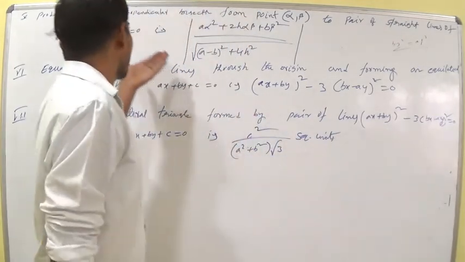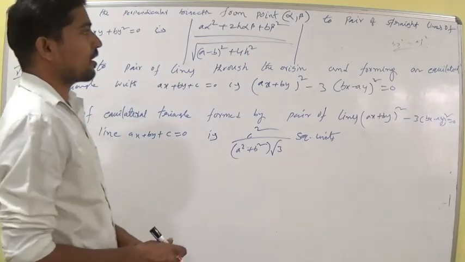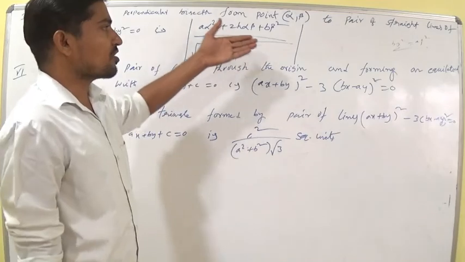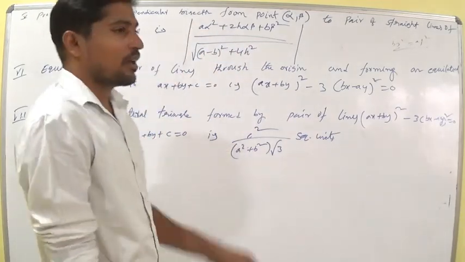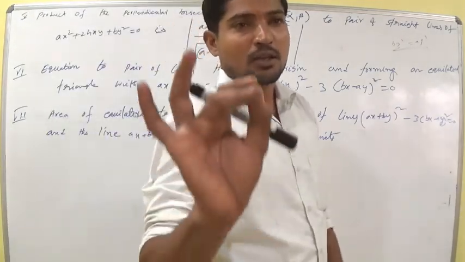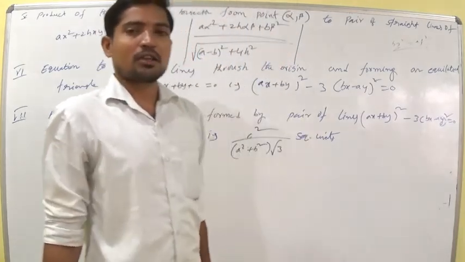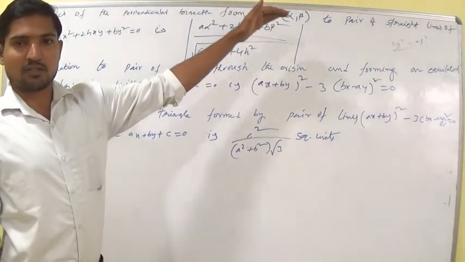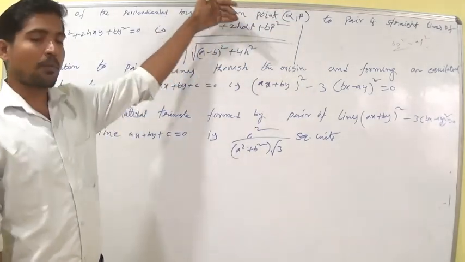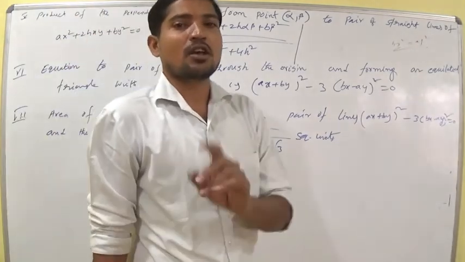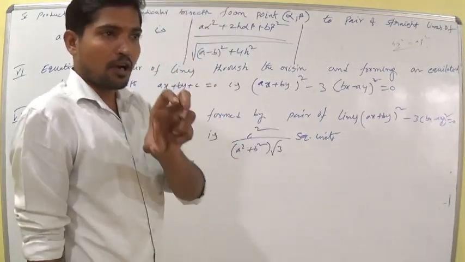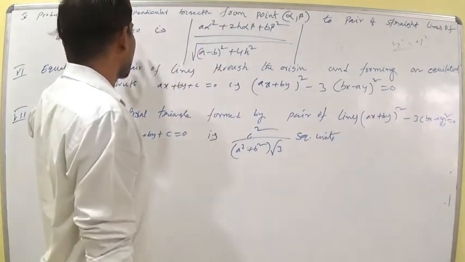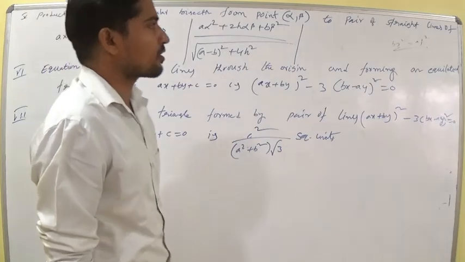And then the product of the perpendicular distances from a point (alpha, beta) to the straight lines represented by ax square plus 2hxy plus by square equal to 0 is (a alpha square plus 2h alpha beta plus b beta square) by square root of ((a minus b) whole square plus 4h square). That is the product of the perpendicular distances from a given point.